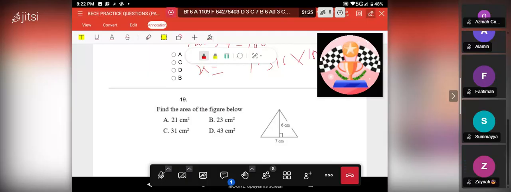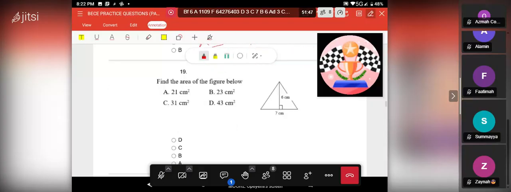Okay. Find the area of the figure below. Half base times height. That is going to give us 21. Or base times height divided by 2. 6 times 7 divided by 2.